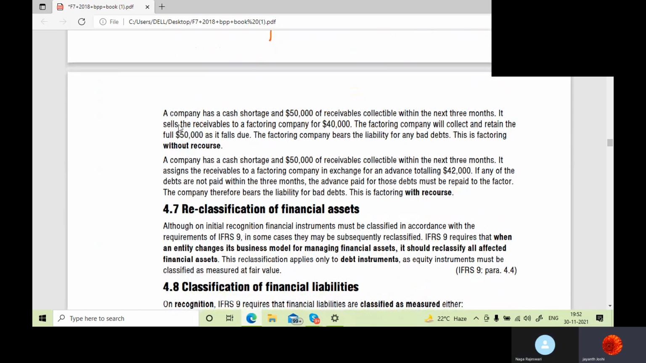So a company has a cash shortage and 50,000 of receivables collectible within 3 months. Company doesn't have money and they have these receivables. It sells the receivables to a factoring company for, you know how they will sell at less price only.